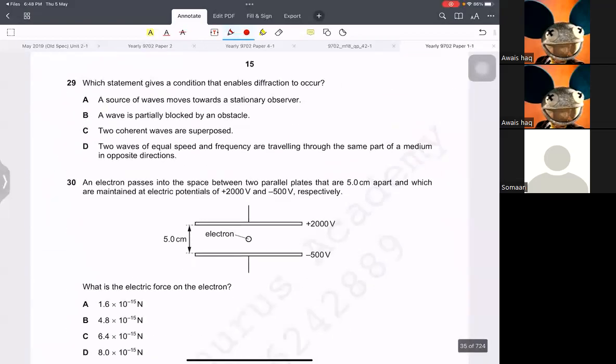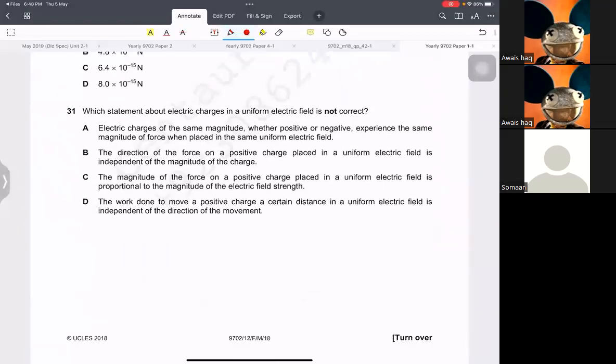Now, 29. Which statement gives a condition that enables diffraction to occur? Source moves towards the stationary observer. Nope. Wave is partially blocked by an obstacle. Obstacle. That's correct. This is the condition. Don't need to do this.